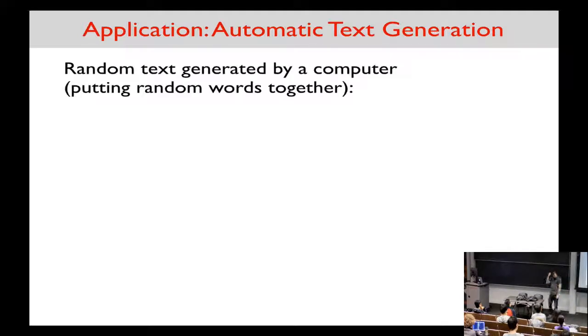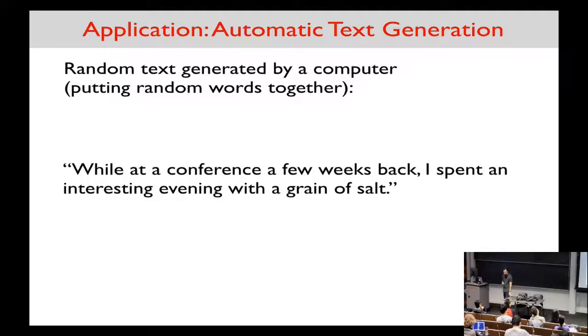Automatic text generation, again, is kind of a funny application. A computer can actually generate random text, like putting random words together using a Markov chain. And you can get sentences like this: "While at a conference a few weeks back, I spent an interesting evening with a grain of salt." So you can Google Mark V. Shaney to learn more about that.